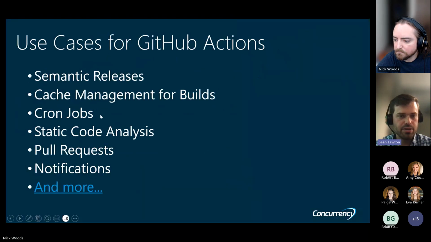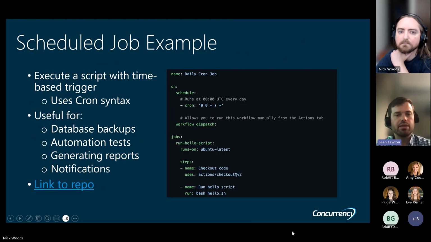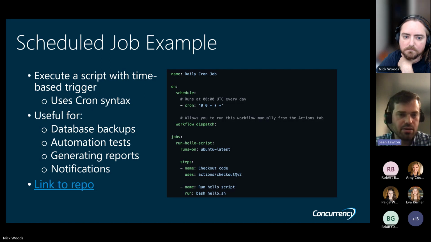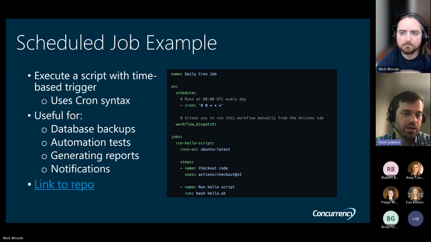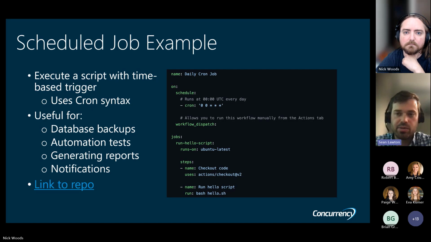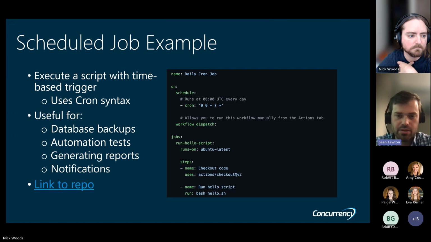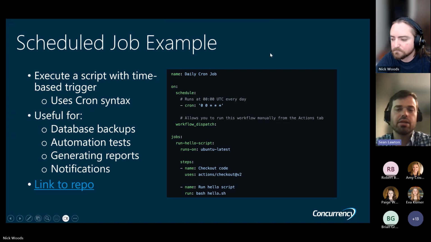So the first example here that we're going to look at is just a scheduled job or cron job or scheduled task. And then you can see that all this is doing is literally executing a bash script or a shell script inside of our workflow. And this is running on a timer trigger. And these timer triggers use the cron syntax that we all know and love. And this is going to run at midnight UTC every single day.